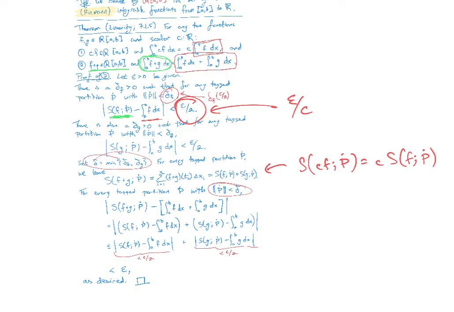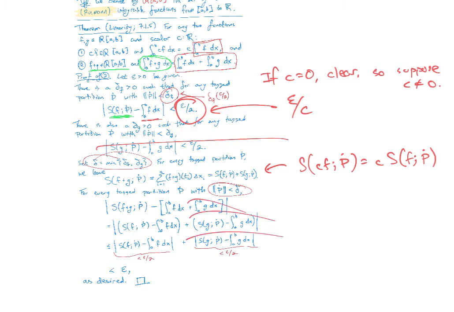And because of that, you'd want to say up here, if C equals 0, it's clear. So suppose C isn't 0. If C is 0, then you're just integrating the 0 function, and so obviously you're going to get a 0. Okay, so there's two changes to make. Otherwise, the proof of 1 is just simpler because you don't have to say anything about G, and this stuff gets easier.